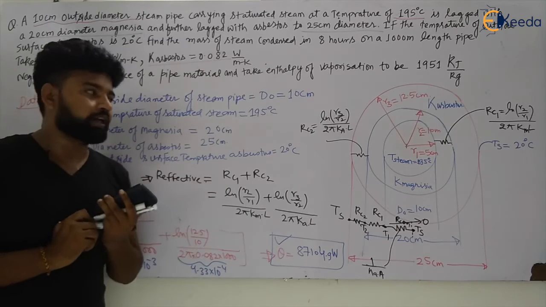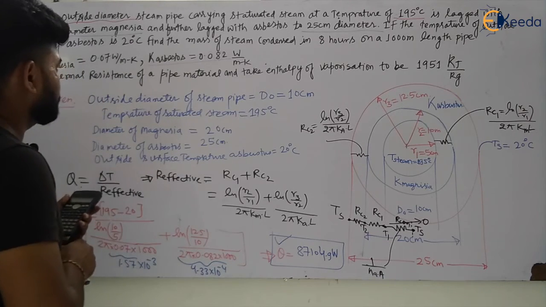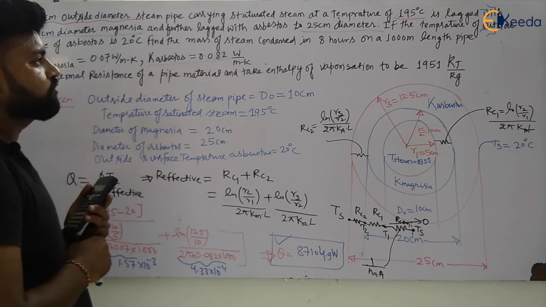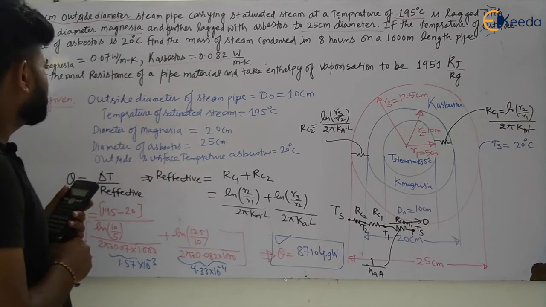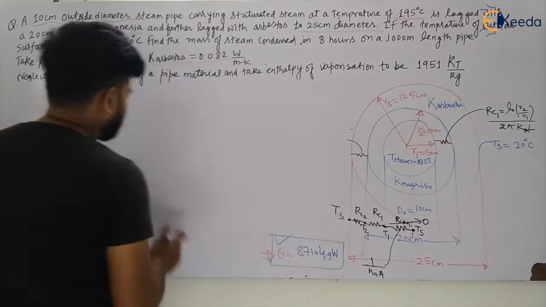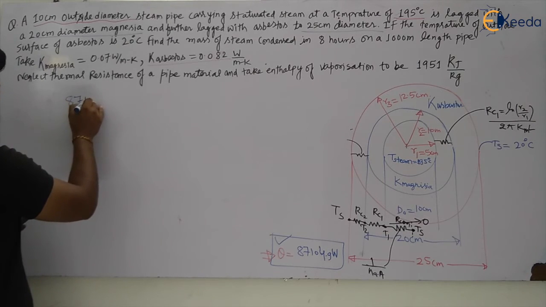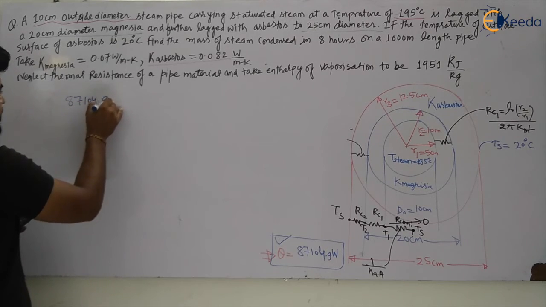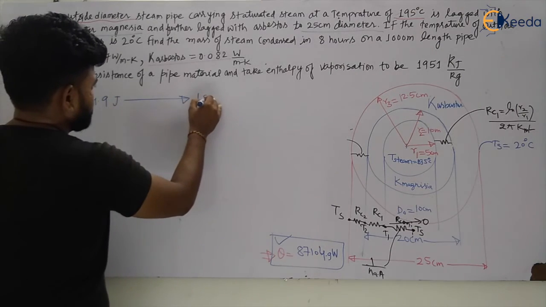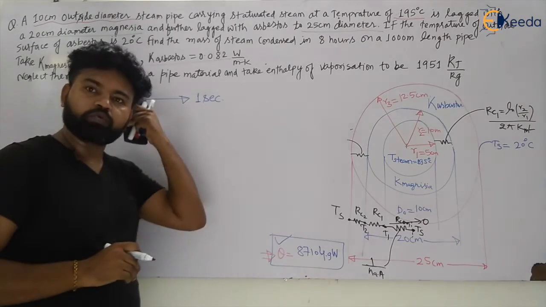Let us calculate the steam condensed. So what is he asking? He is asking to find the mass of the steam condensed in 8 hours on a 1000 meter length pipe where these values are given. So let us see. So this much of heat, or we can say 87104.9 joule of heat is lost by 1 second. Okay, by 1 second.